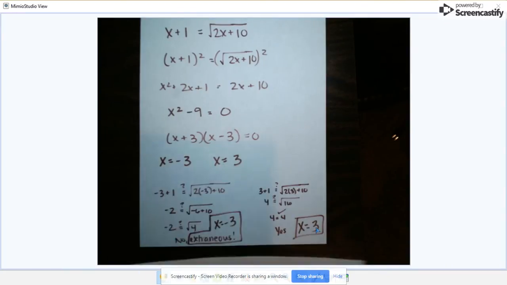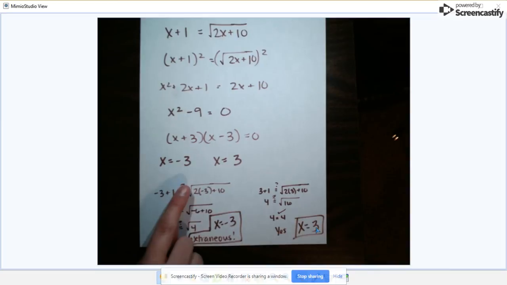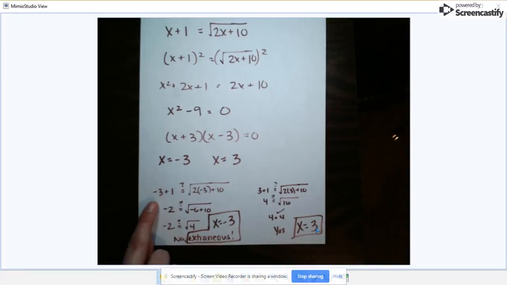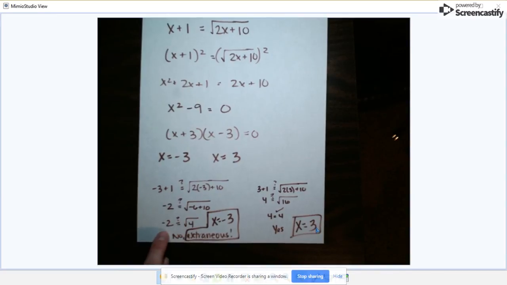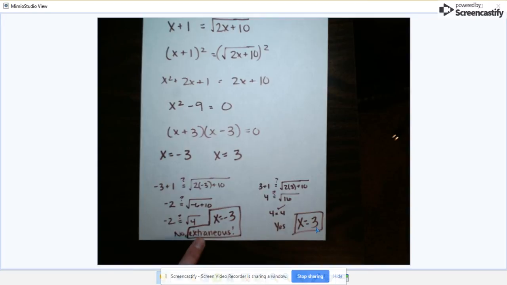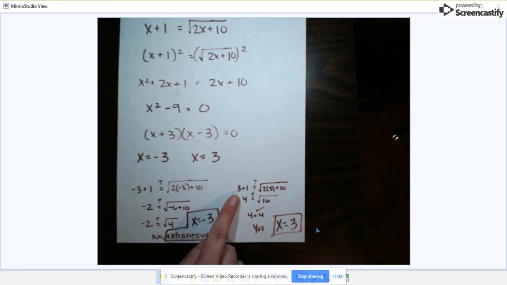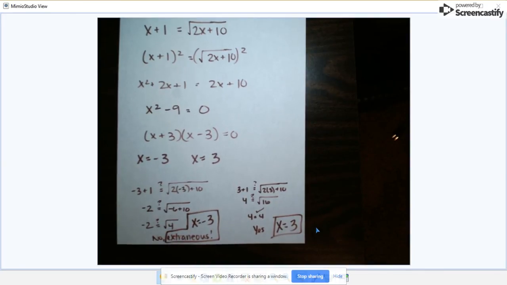And here I need to plug both of them in. So I plug my -3 into the original, so up here. -3 plus 1 gives me -2, so my right side must equal -2 in order for this to work. So 2 times -3 gives me -6 plus 10. Square root of 4 is +2. Since that does not equal -2, we call this an extraneous solution. So x equals -3 is extraneous, meaning it doesn't output the proper answer. However, when I plug in +3, this one works. So x equals 3 is a real solution. x equals -3 is what we call extraneous.